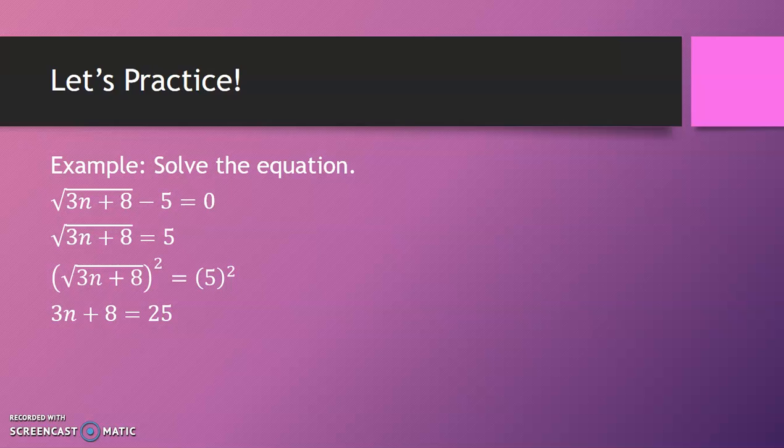On the left side now I have 3n plus 8 equals 25. I subtract 8 from 25 and I get 17. So now I have 3n equals 17. I'm going to divide both sides by 3, and I'm going to be left with that fraction 17 over 3. Now depending on the problem and what the directions tell you, you can either leave it as a fraction or you can give a decimal answer if that's what they want.